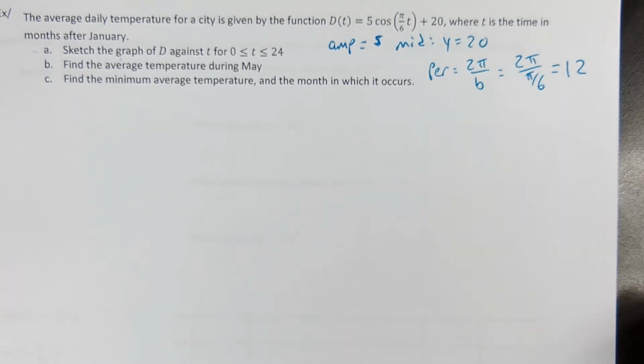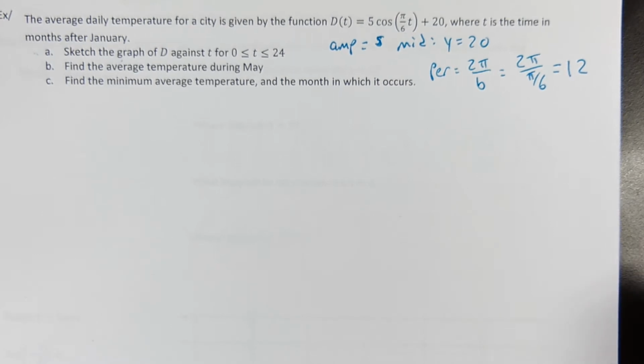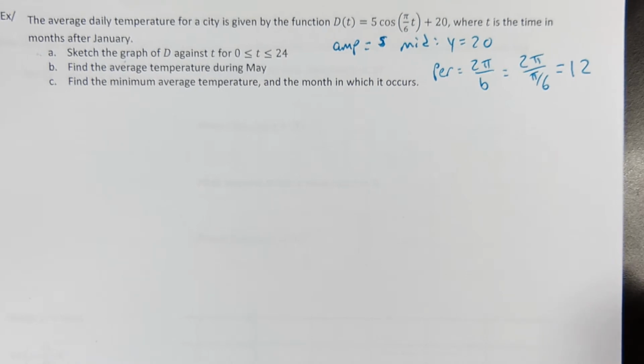12. Anybody surprised by that? 12 months in a year. But it's a little concerning, because it says t is time in months after January. So that would imply that t equals 0 is January. But that means t equals 12 is January again? Yeah, I guess that makes sense, because that's when the cycle would repeat. Okay, that makes sense. All right, let's sketch this graph.